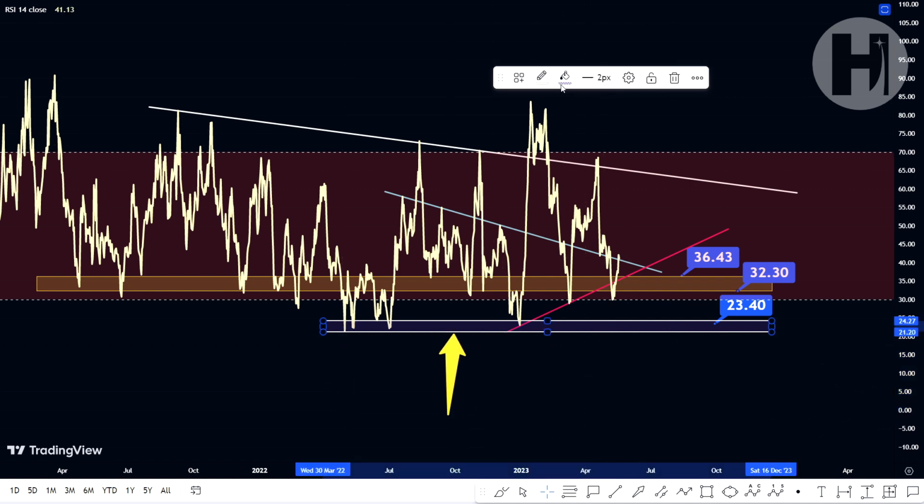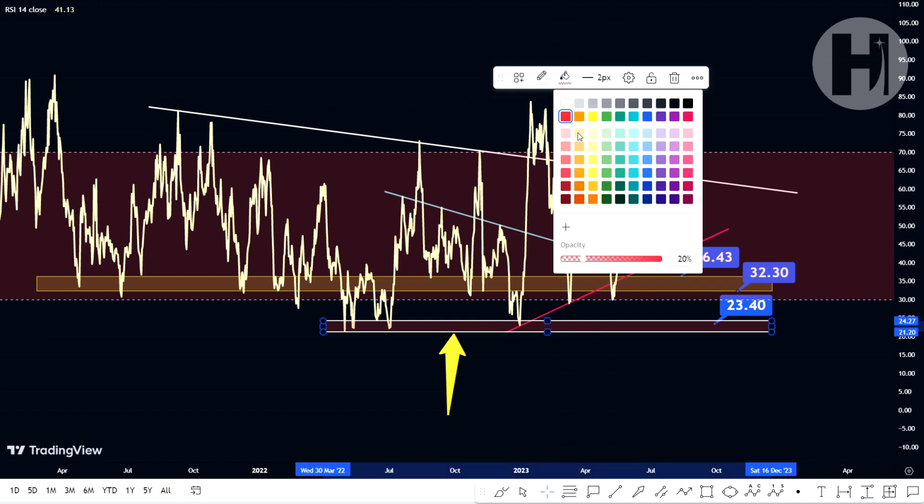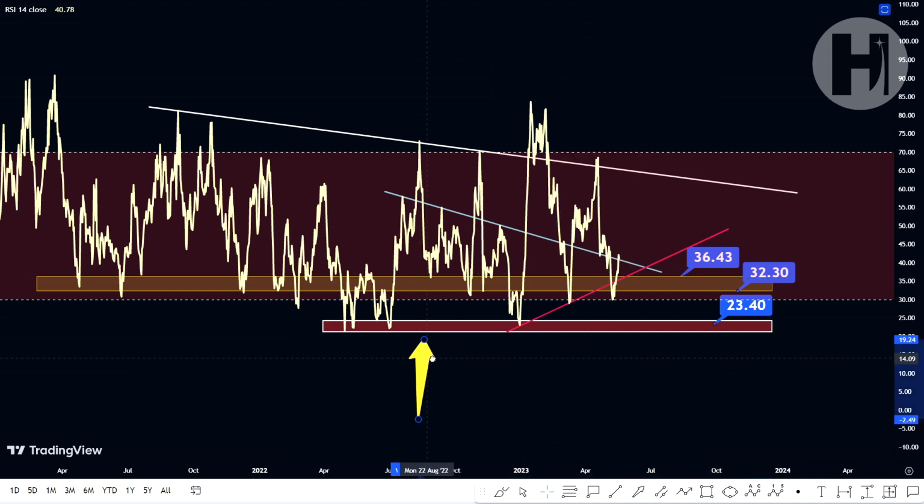Let me change the color of that. Let's make it red, and let's decrease the opacity. There we go. And as you can see, each time we have a bounce from that red support block, we have a massive move to the upside.